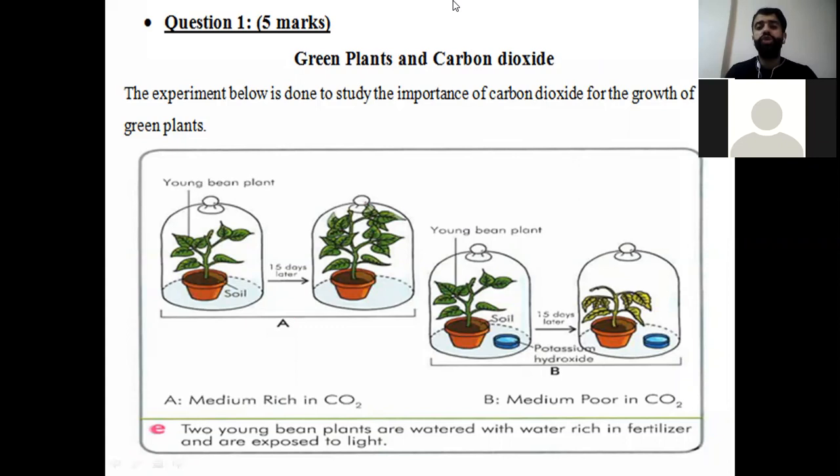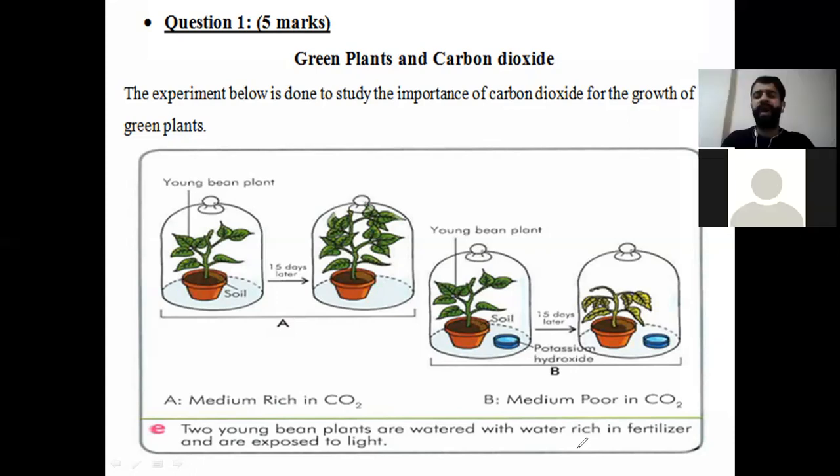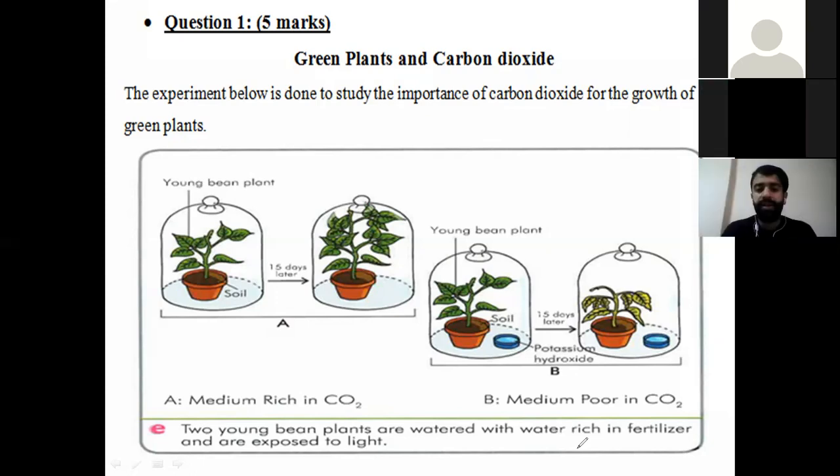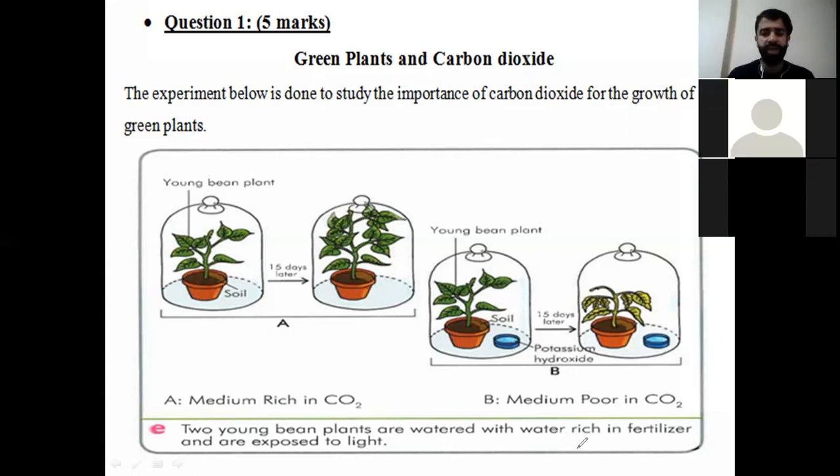We have two young bean plants. They are watered with water rich in fertilizer and exposed to light. So they told you that we have water and we have sunlight. Who can tell me what is fertilizers? What do we mean by fertilizer? Yaslin Khalifi, what do we mean by fertilizer? Mineral salt. Very good. Whenever we talk about fertilizers, here we are talking about mineral salts. Very good. So here we have two plants, A and B.